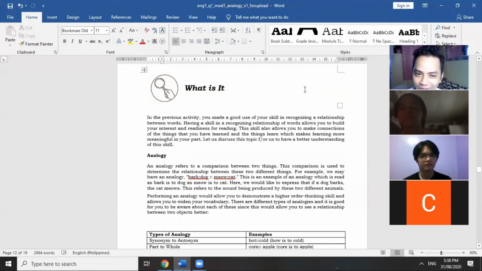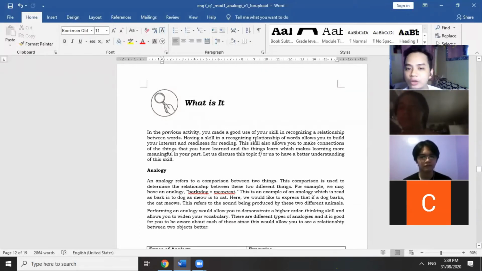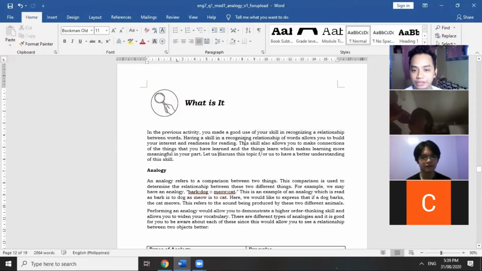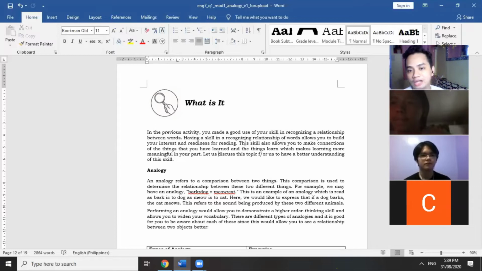Okay, let's go to the next part. In the previous activity, you made good use of your skill in recognizing a relationship between words. Having a skill in recognizing relationship of words allows you to build your interest and readiness for reading. Do you know that finding more about analogy or improving your skill in analogy allows you to make connections of the things you have learned and the things you are to learn?